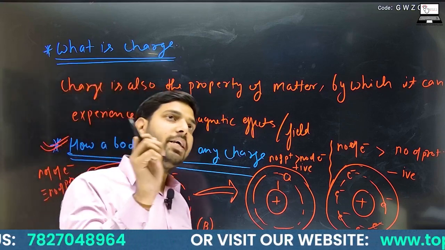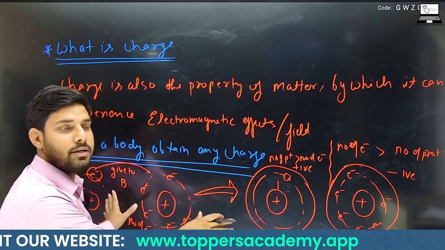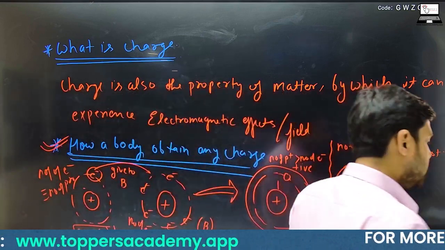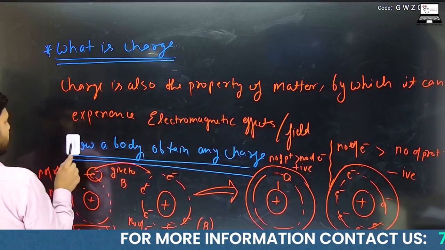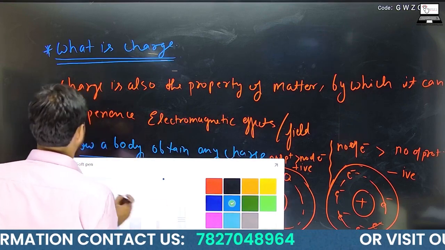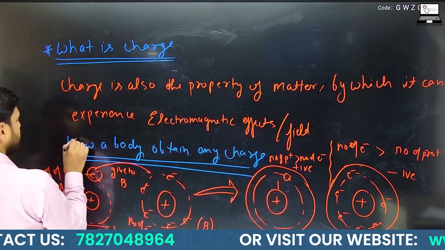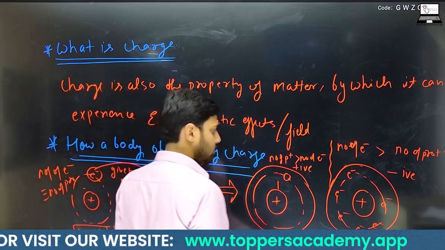How does a body obtain any charge? This was at atomic level. Now we are going to talk about mass level. Clear? Now we are going to talk about mass level.